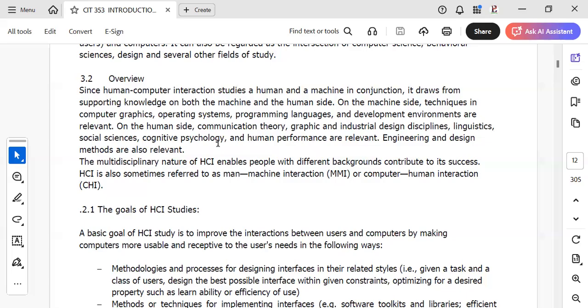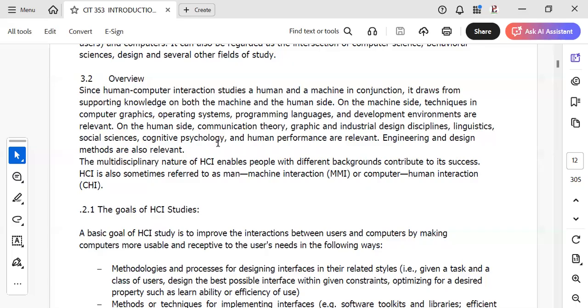Very well. All right, so let's move on. On the machine side, we said that we'll be studying two things: the human side and the machine side. That is what will give us a perfect study of HCI, human-computer interaction. Now, what are we going to study on the human side? Sorry, on the machine side.